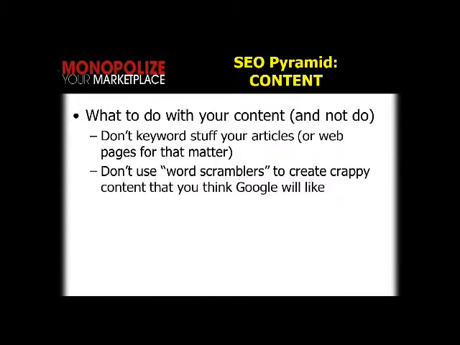Don't use word scramblers to create crappy content that you think Google will like. Here's what people do. They take an article, and there's something called a word scrambler. Basically, it's a program that you put a paragraph of text in, and it puts a bunch of synonyms in for words. And so it comes out reading kind of like a zombie paragraph. But a lot of people do this because they want content, and they think, hey, if I get a lot of content, Google knows when content's not good.